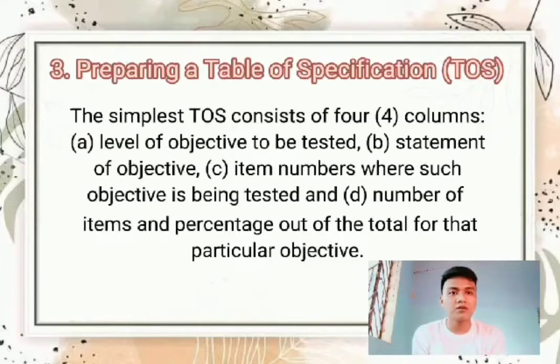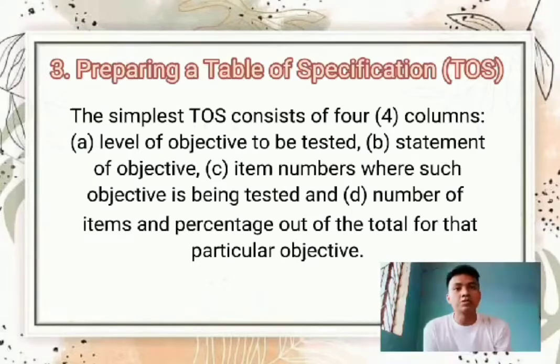The simplest TOS consists of 4 columns. The first column is the level of objective to be tested. The second column is the statement of objective. The third column is the item numbers where such an objective is being tested. And the fourth column is the number of items and percentage out of the total for that particular objective. A table of specifications is used to help teachers frame the decision-making process of test construction and improve the validity of teachers' evaluation based on tests constructed for classroom use.